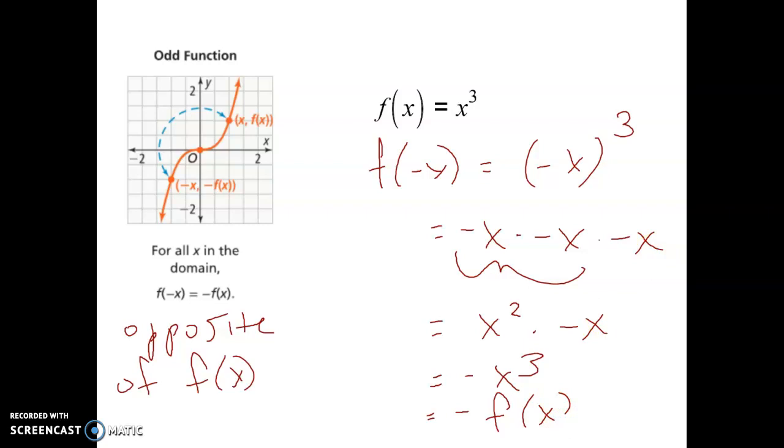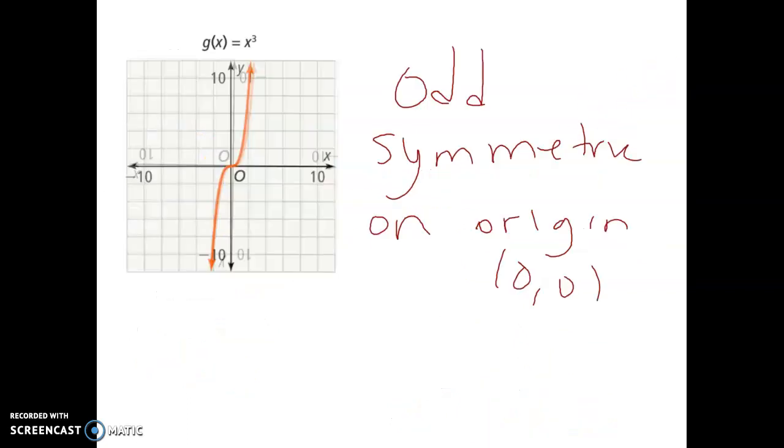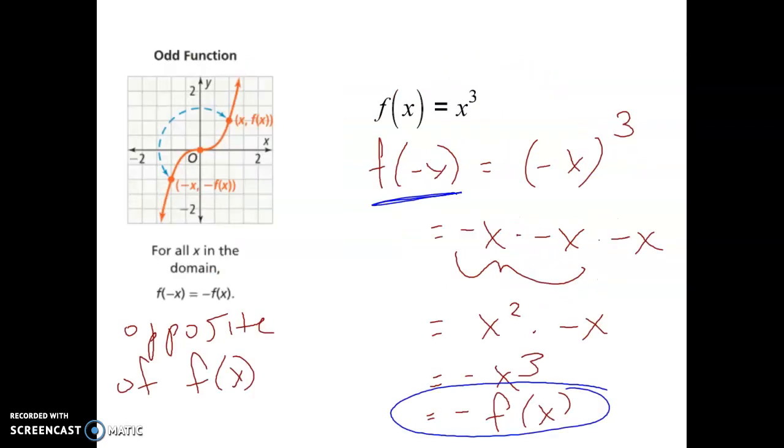So because f of negative x, right here, is exactly the opposite of what you started with, this function is odd. So if you didn't already write it in your notes, write down that every odd function is symmetric on the origin. And then next to that, write down this part, and that means that it is the opposite of f of x. That notation is a little bit challenging.